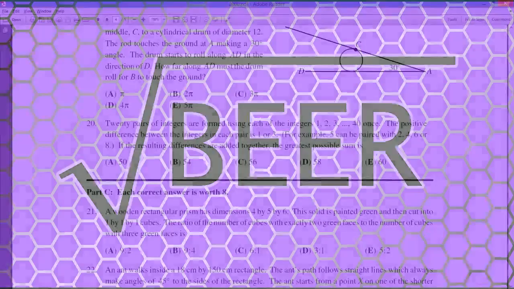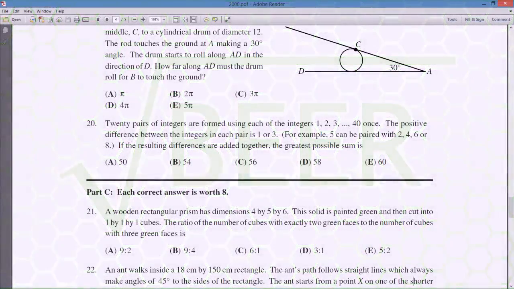Hello everybody and welcome back to the 2000 Cayley paper. We're up to question number 20. So, 20 pairs of integers are formed using each of the integers 1, 2, 3, all the way up to 40 once. So pairs of numbers have two numbers in them, 20 pairs. Yep, we're going to use all 40 numbers exactly once.